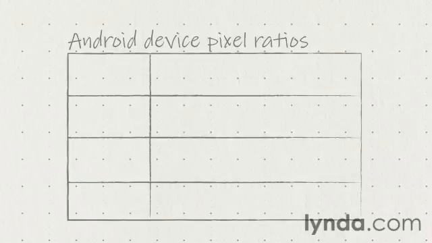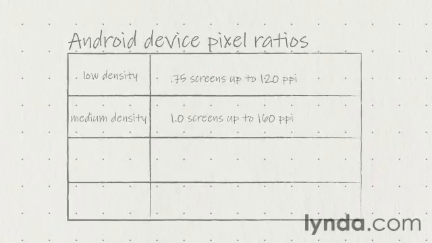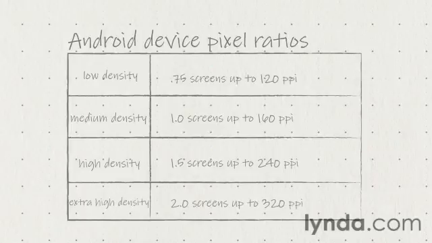In fact, Android uses 4 basic device pixel ratios. These are low density, or 0.75 for screens lower than 120 pixels, medium density, which is considered the baseline at 1 for screens up to 160 pixels, high density at 1.5 for screens up to 240 pixels, and then extra high density at 2 for screens up to 320 pixels. Higher screen densities aren't just limited to mobile devices either. Apple recently introduced a new MacBook Pro that has a screen density of 220 pixels, which is twice its other models, giving it a pixel density ratio of 2 as well.